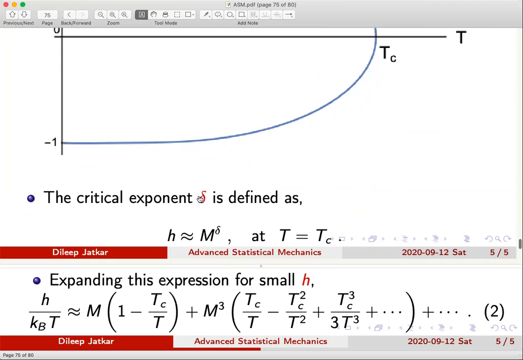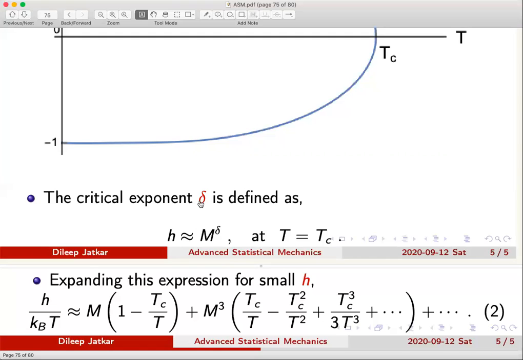The nomenclature is not my choice. This is a legacy thing in the field of critical phenomena. These are the parameters which are used universally. So if you tell somebody who works on critical phenomena that I'm looking at critical exponent beta or delta, that person knows exactly what you're looking at. Okay, so it is universally defined. I believe all books use the same notation.